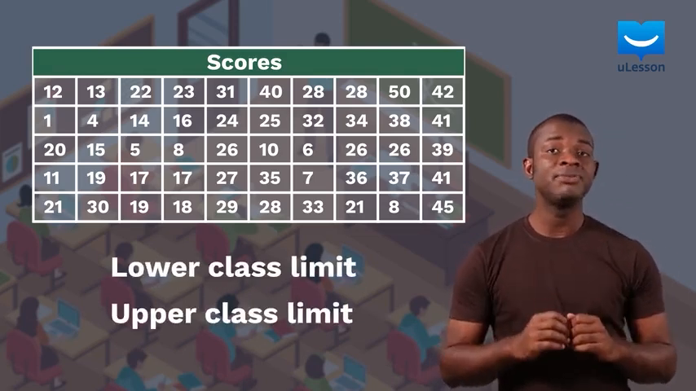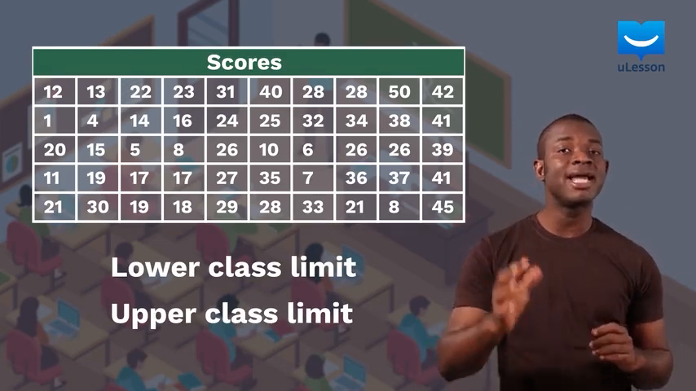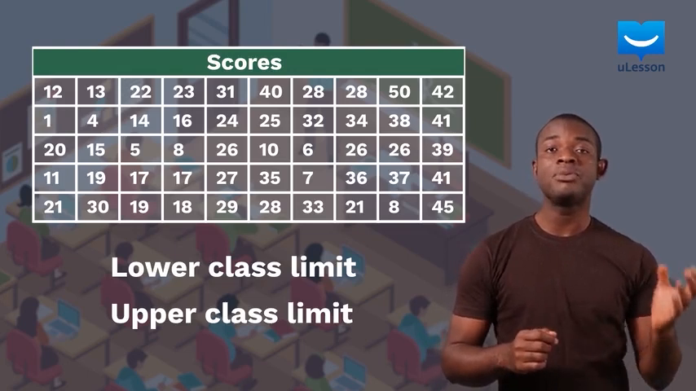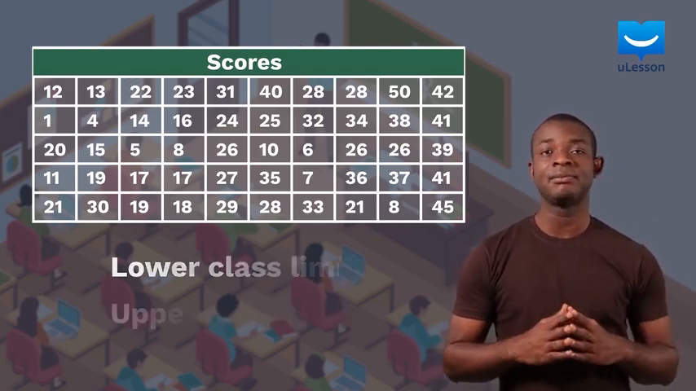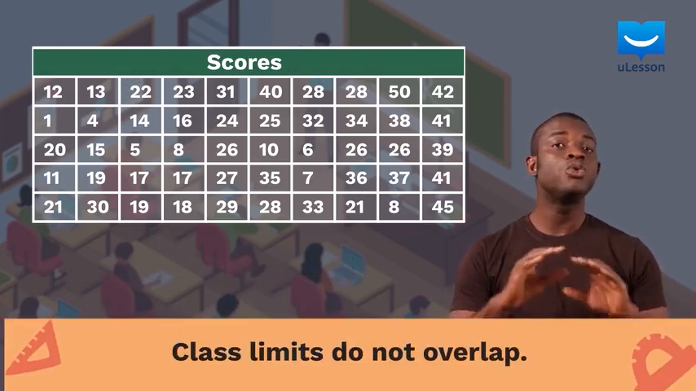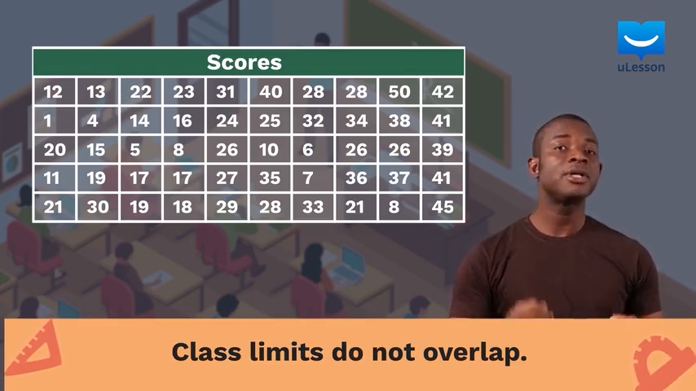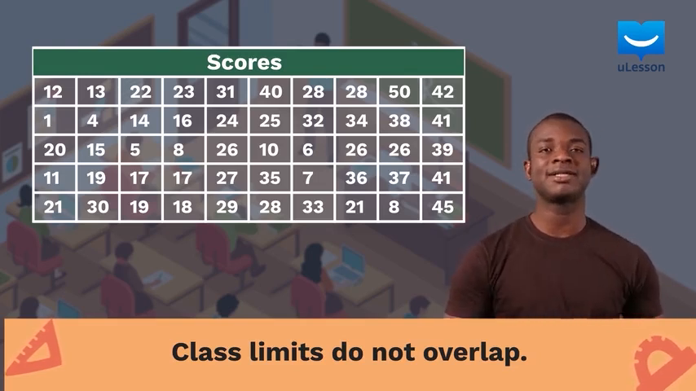The lower class limit is the least number that can enter a class, while the upper class limit is the maximum number that can enter a class. Class limits of a class do not overlap, so one data entry cannot appear in two or more classes.